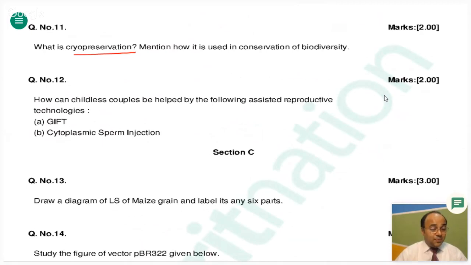How can a childless couple be helped by the following assisted reproductive technology, using GIFT or intracytoplasmic sperm injection? Well, this is all very simple, very straightforward. In the book, the content is more. Shall I cut short and write the answer? Priya, see, for a 5 marks question, you must have at least 80 to 120 words answer, right? So if you are putting up a diagram for a 5 marks question, a nice, well labeled and elaborate diagram, that serves half of the purpose, right? So another 50 to 60 words of explanation will do the stuff.